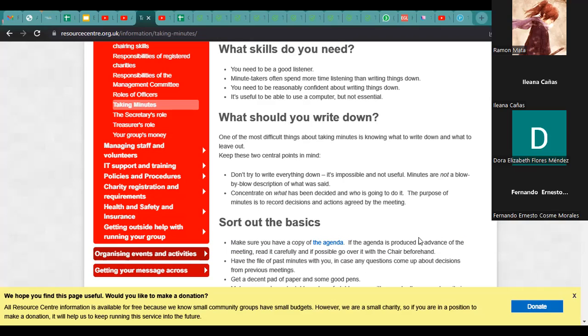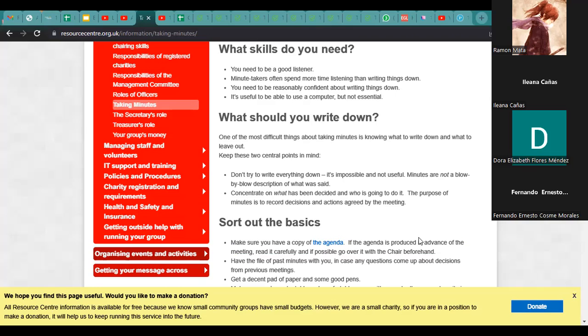Minutes are not a blow-by-blow description of what was said. Concentrate on what has been decided and who is going to do it. The purpose of minutes is to record decisions and actions agreed by the meeting.